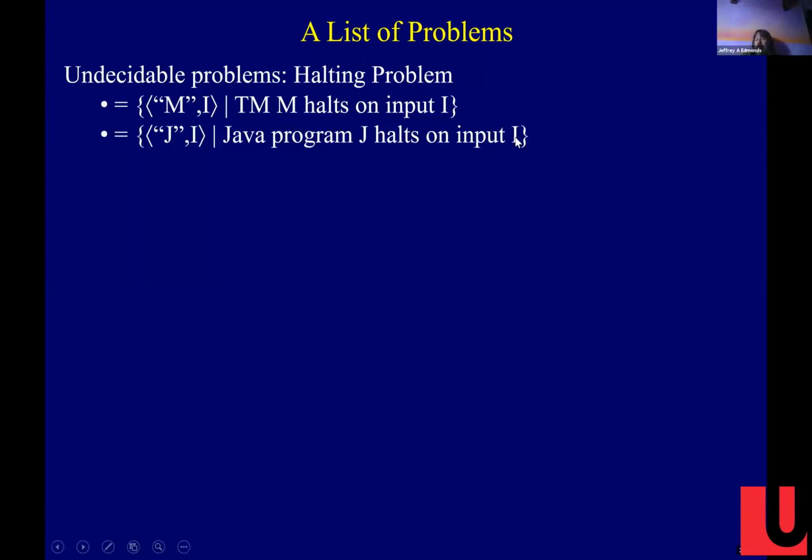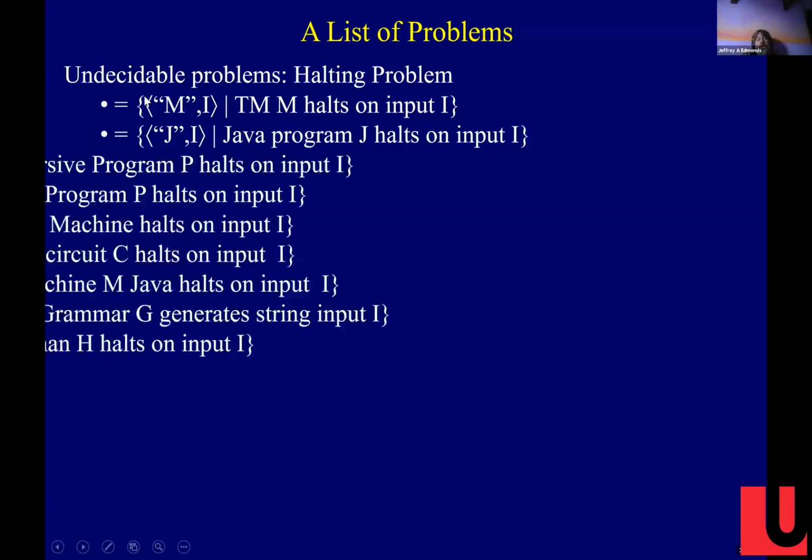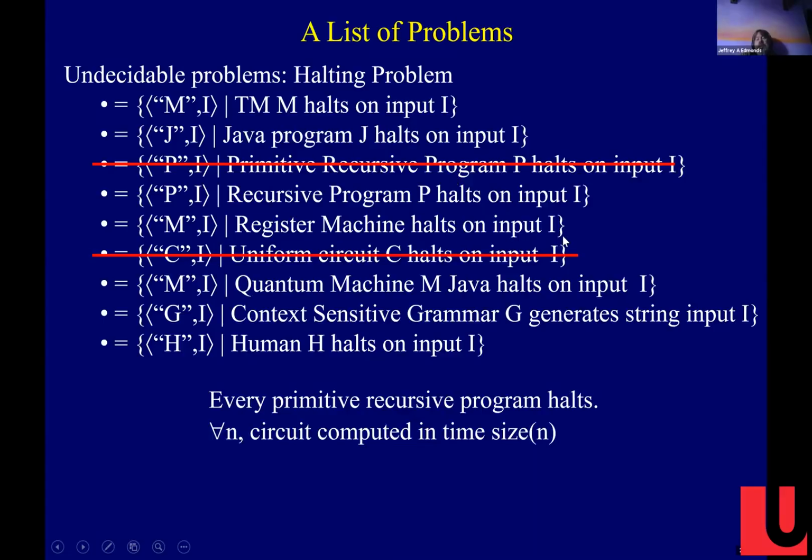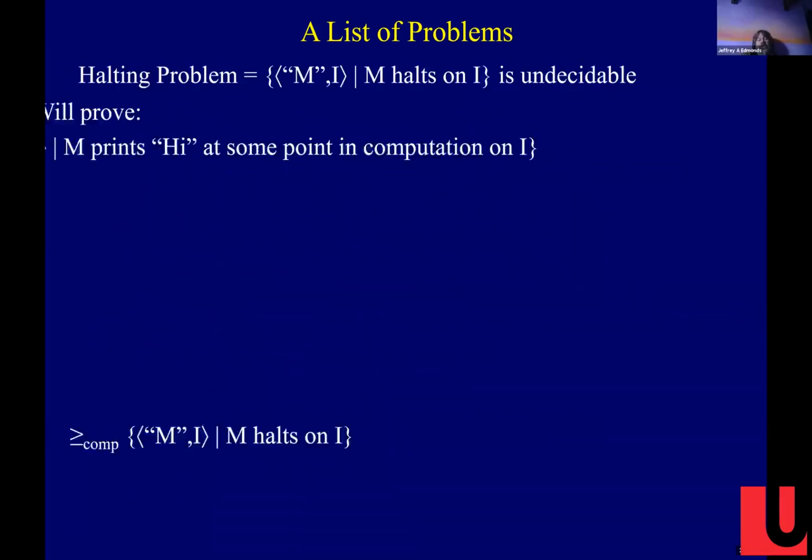Does the Java program halt on I? Well, you know that's equally hard because we can convert from Java programs to Turing machines, no problem, right? We could also have all these other various types of programming languages that you haven't learned about. Primitive recursive programs, they always halt. Uniform circuits always halt. Humans always die. All right, so we know those problems are easy because the answer is always yes, they do halt.